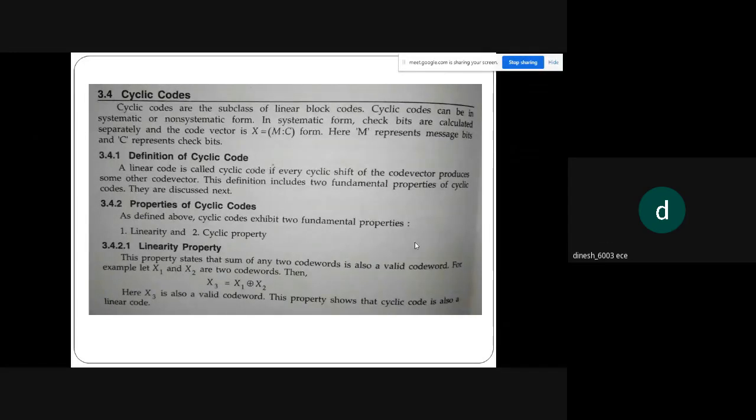Let us consider, I'll show you an example, don't worry. If I consider that x1 and x2 are two code vectors and I apply the linearity property, that will produce another code vector which is a valid one. If it is a valid one, then the linearity property is satisfied. So the property states that the sum of any two code vectors is also a valid code vector. If I do x1 and x2 modulo 2 addition, I get x3. So that x3 should also be a valid code vector. Then it is called linear.